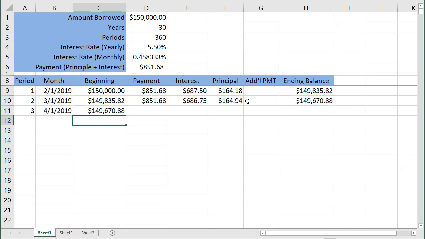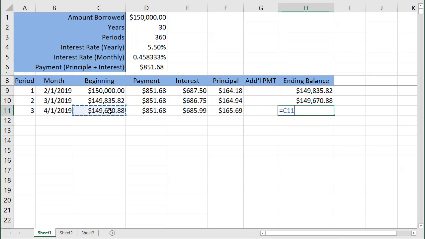Set the beginning balance equal to last month's ending balance. Payment is the same amount this month. Interest is going to change a little bit. Principal changed just a little bit as well. Take the beginning, subtract out the principal, subtract out any additional payment, and hit enter.